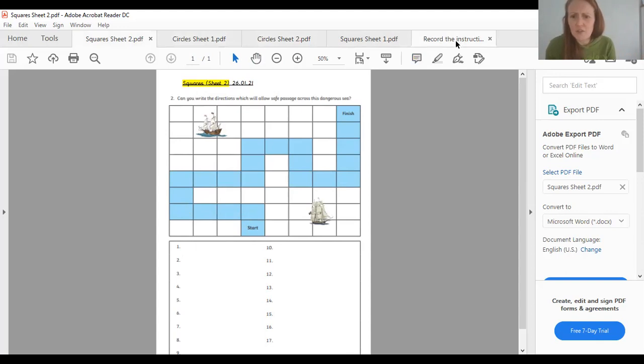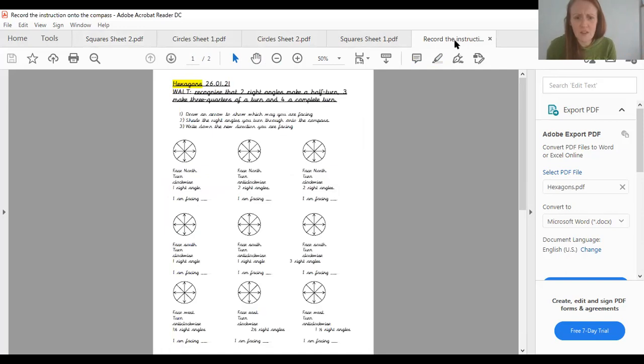Hexagons. Now, it doesn't look like I've got hexagons open here, but I think this is what it is.